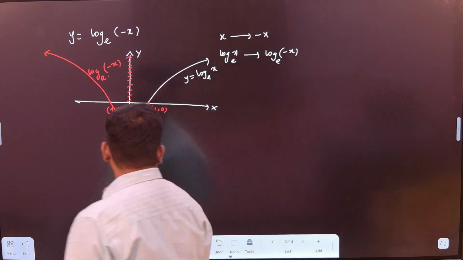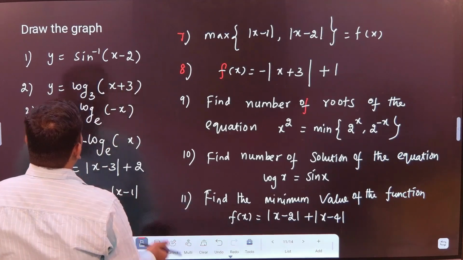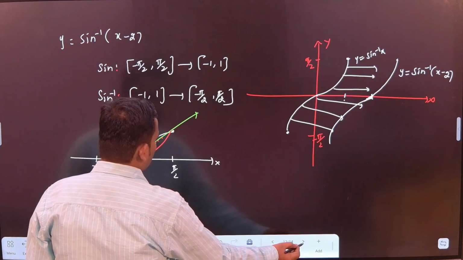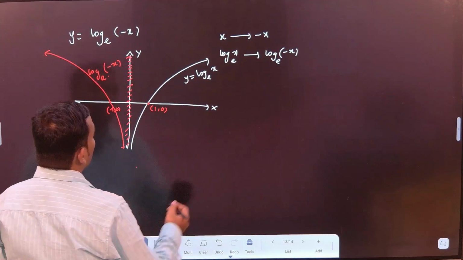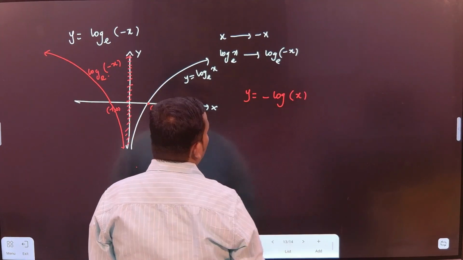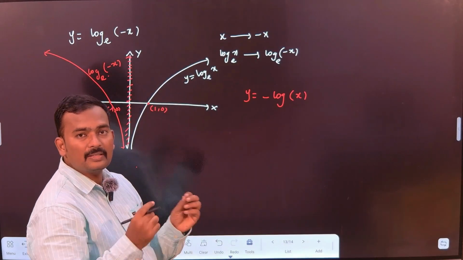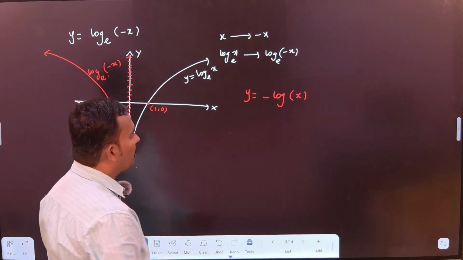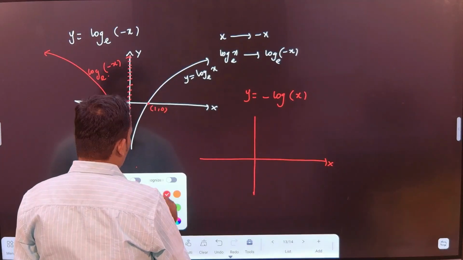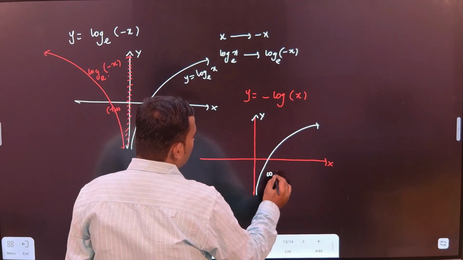Okay. Let's take another one. So minus log x graph, minus log. You can see from this only you can solve. So y is equal to minus log x. So how to draw this graph? You already know that transformation f of x changes to minus f of x. You have to take the x axis as the mirror, right? So you already know that the first observation is the log x graph. Okay, this is y is equal to log x.